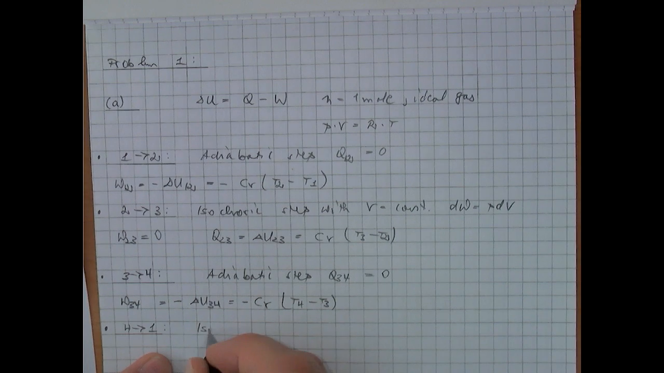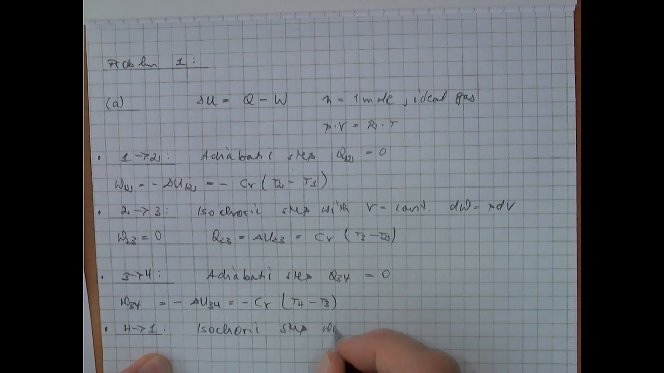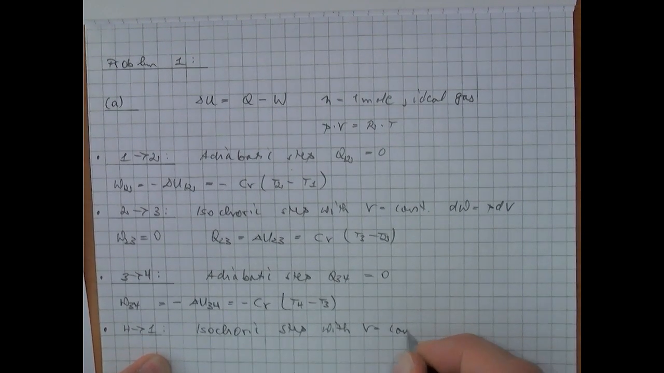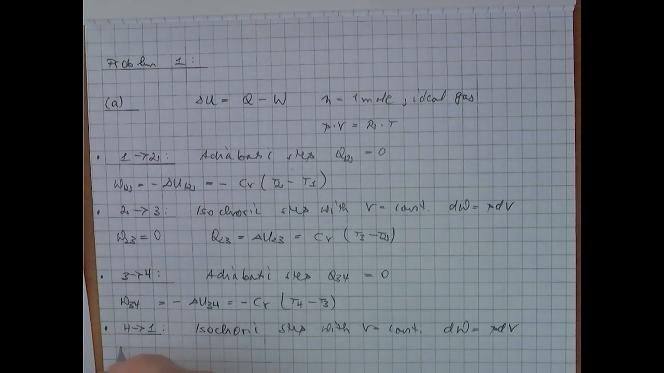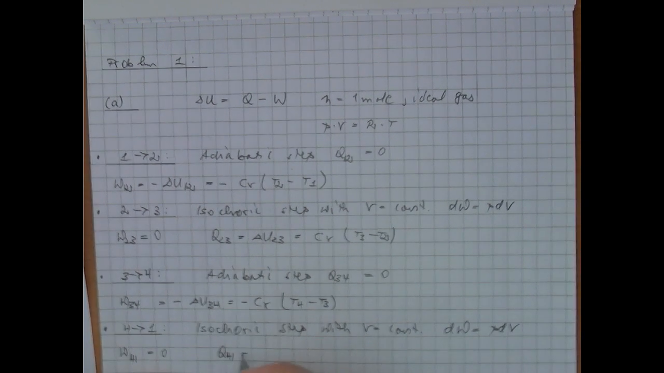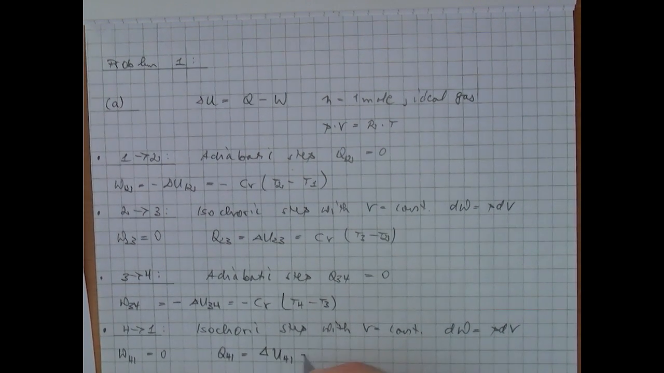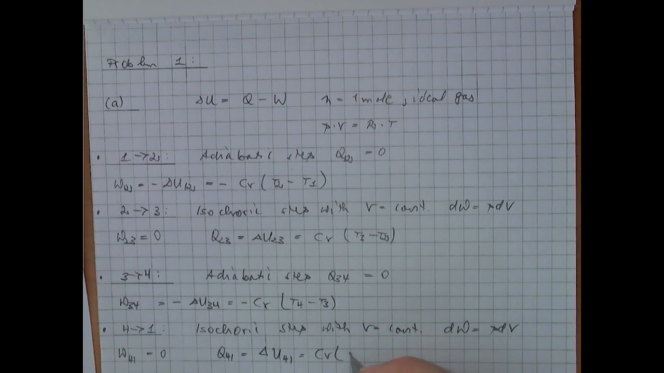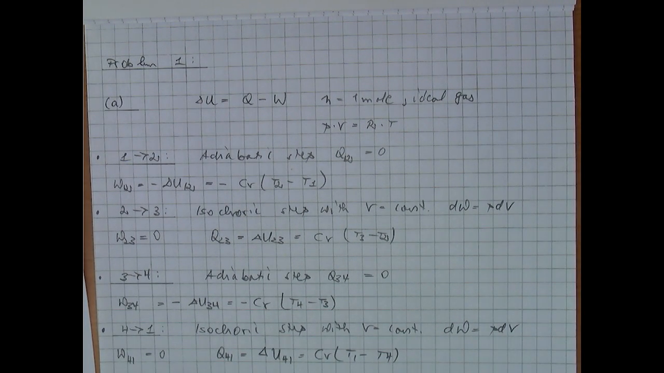So this is another isochoric step. At constant volume, dW equals PdV, so work is 0, so W41 equals 0, and therefore Q41 equals delta U41 equals Cv times (T1 minus T4). Always remember these differences, delta T: final quantity minus initial quantity.